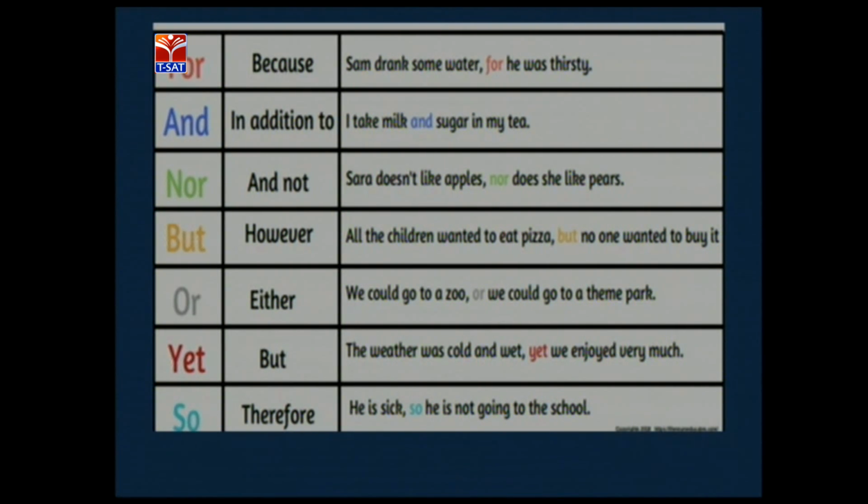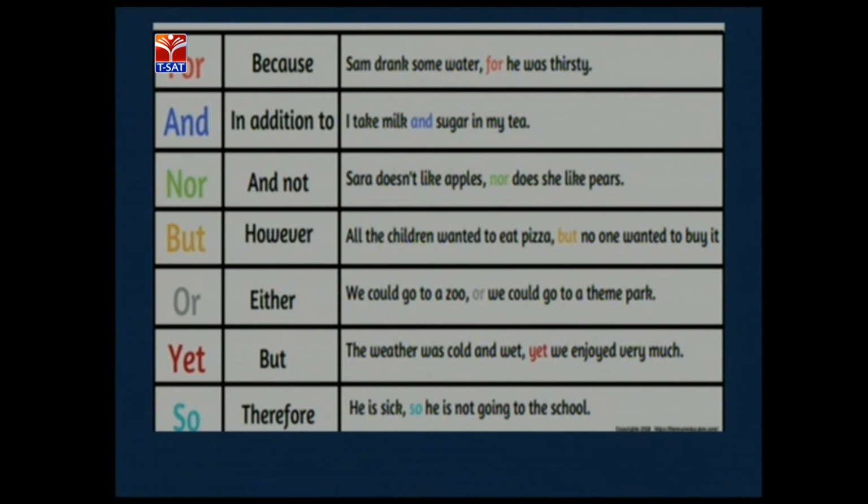And the next word, and, means in addition to. I take milk and sugar in my tea. I take tea, and in the tea I add milk and sugar. Here by using and, that gives the meaning in addition to.